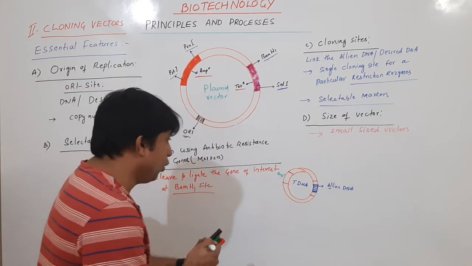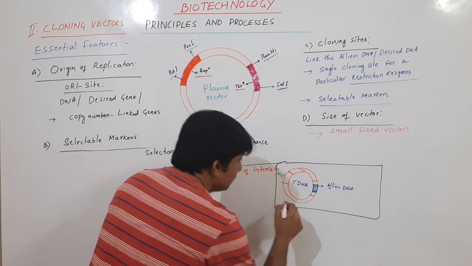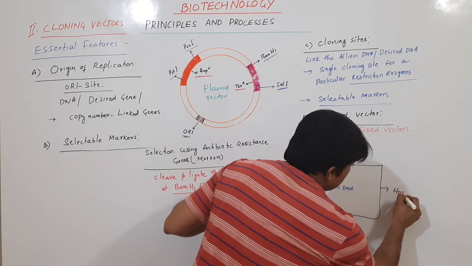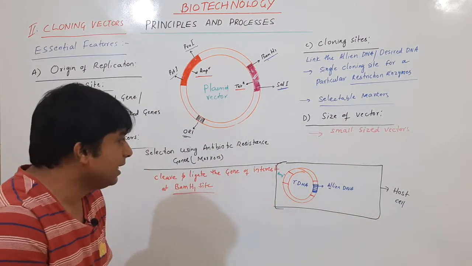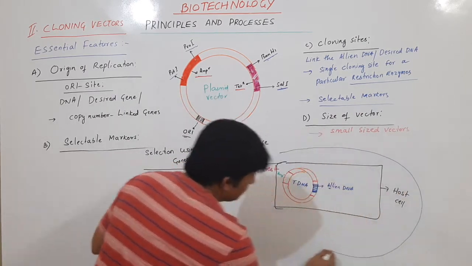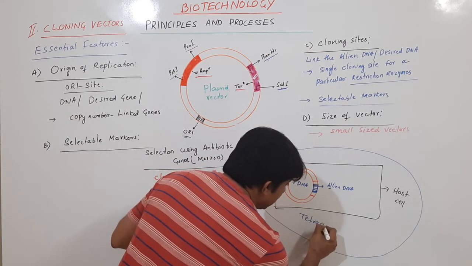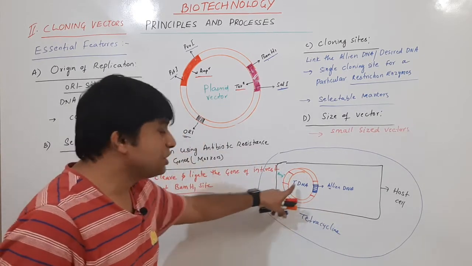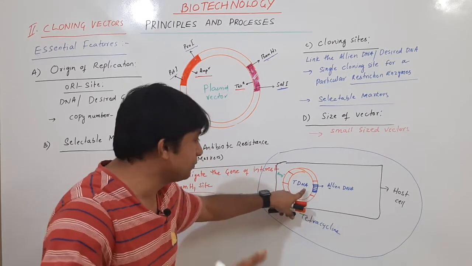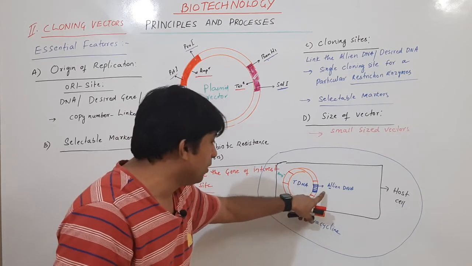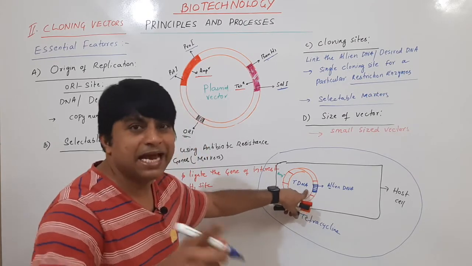If a host cell, this is the host cell, for example anything like E. coli, with such recombinant DNA is placed in a medium containing tetracycline, it will not grow, it will not multiply, because its resistance against tetracycline is lost because of insertion of our alien DNA. This is what you call insertional inactivation.